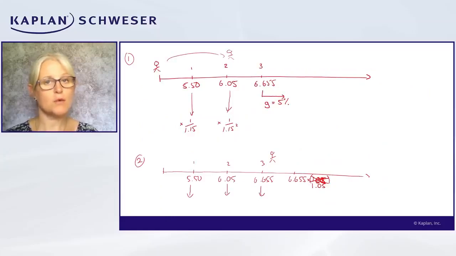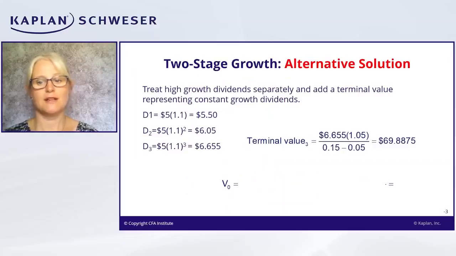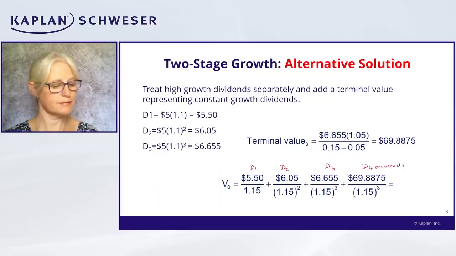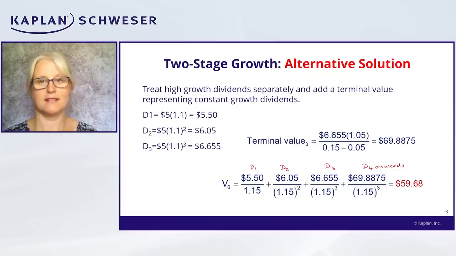Or I say, no, I want 1, 2 and 3 separately, and I want my growth to kick in from time 4 onwards. So I guess people like this because it makes the formula look a bit more familiar. You've got the 1 plus growth on the top. So version 2 gives you your terminal value starting that 1 year later. So you've got 3 individual dividends, dividend at time 1, dividend at time 2, dividend at time 3, and then this is dividend 4 onwards. And of course, it ends up in the same place.